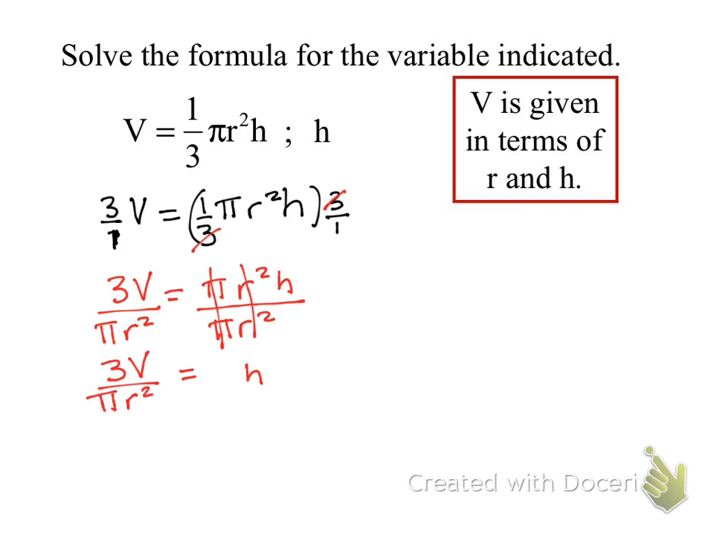Does anybody know what formula this is, by the way? Oh, it's for a sphere. No, wait, no. It's a third of a cylinder. It's a third. So it's actually a cone. So now H is given in terms of V and R. Oh yeah, it would be pi r squared times 3.